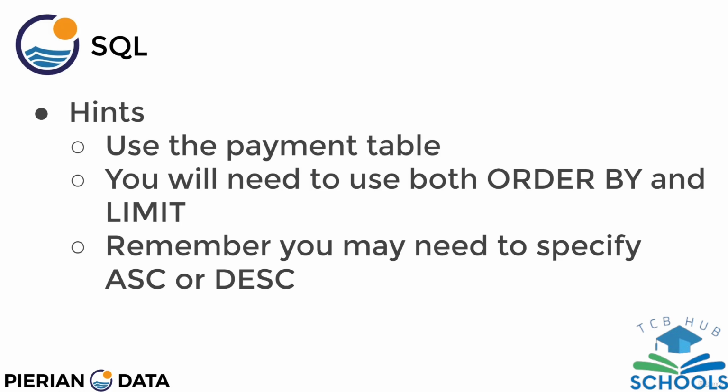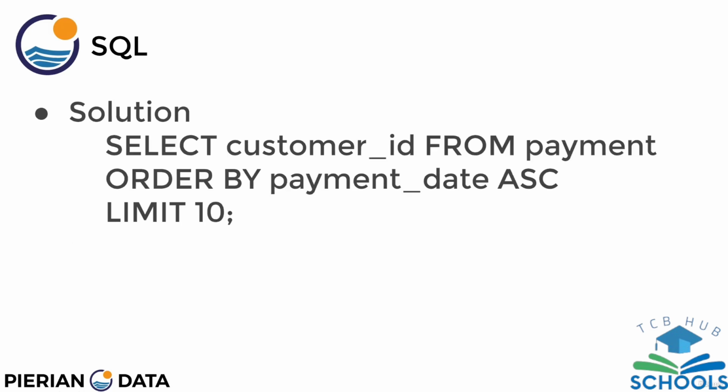Here comes the solution. So the solution is to select the customer ID column from the payment table, and then you're going to order by payment date in ascending order. And if you want, you can just leave the ascending out of it because that is by default. And then the limit is 10.